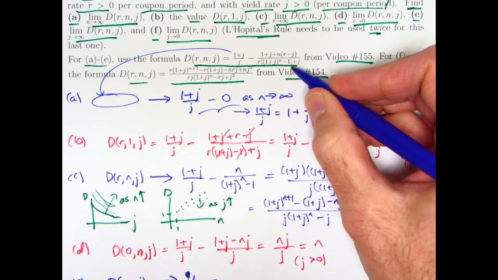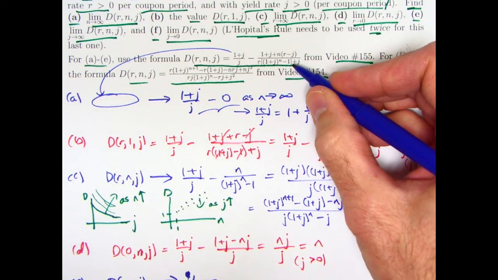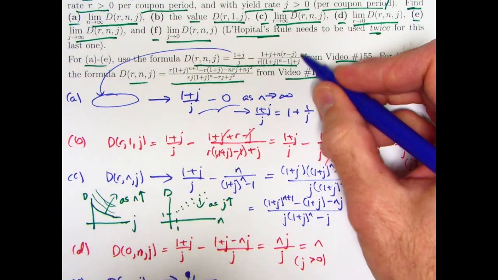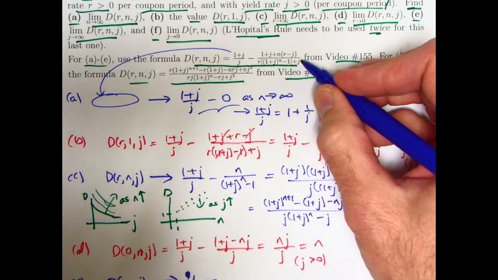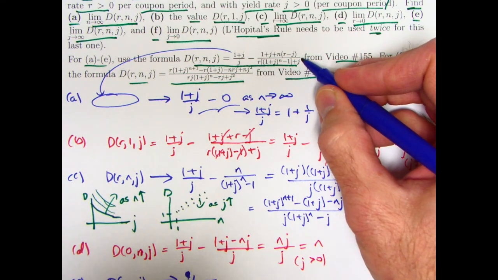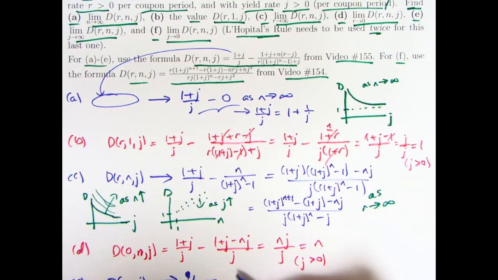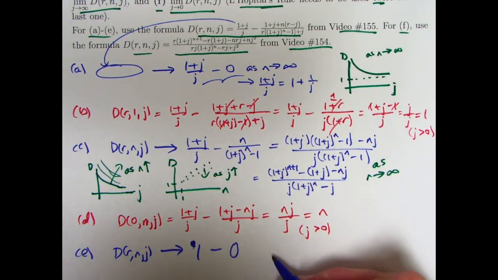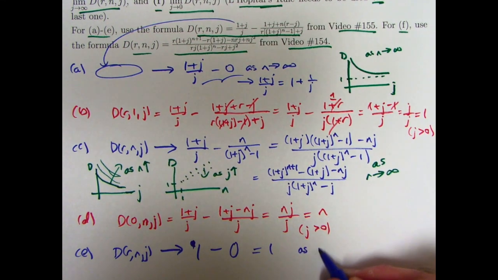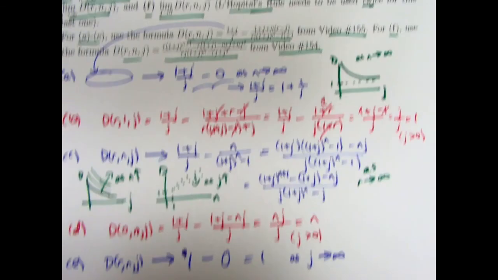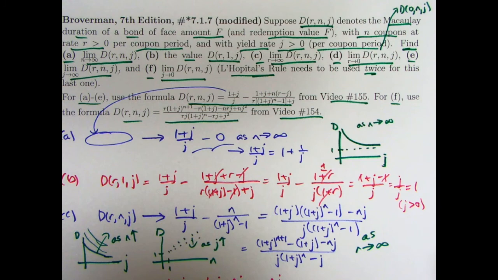What about this thing? If n is bigger than 1, if n is 2 or 3 or 4 or 5, etc., this is a rational function of j where the degree of the bottom is bigger than the degree of the top. Certainly then, when n is bigger than 1, this fraction approaches 0 as j goes to infinity. That's certainly true if n is bigger than 1. What if n equals 1?